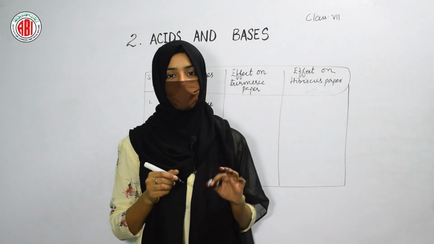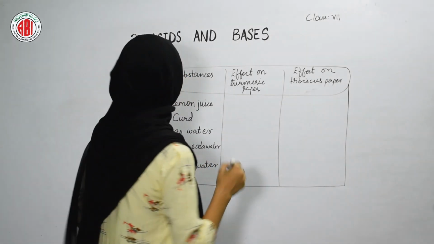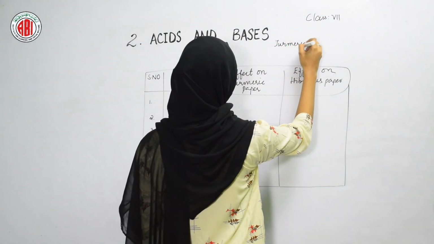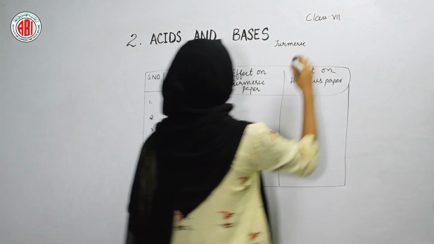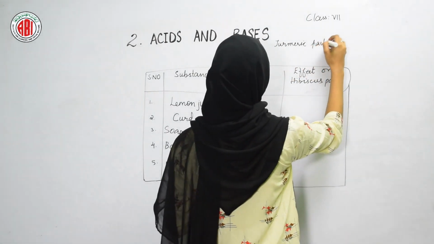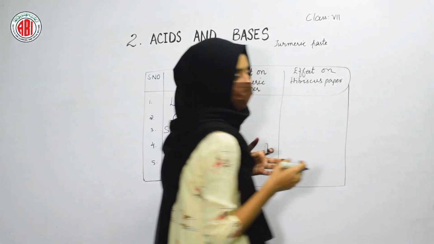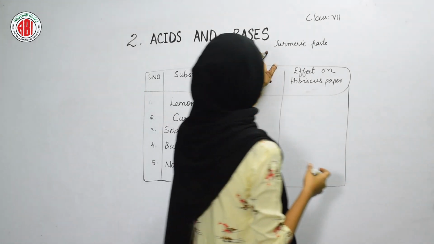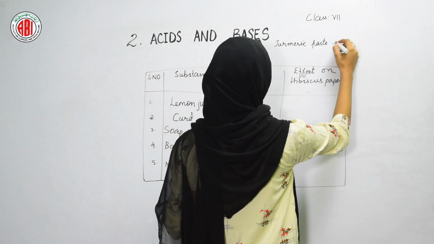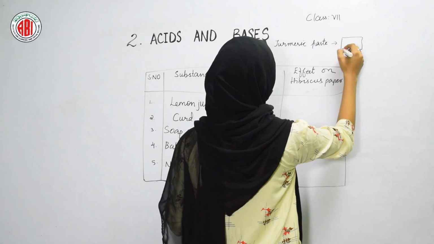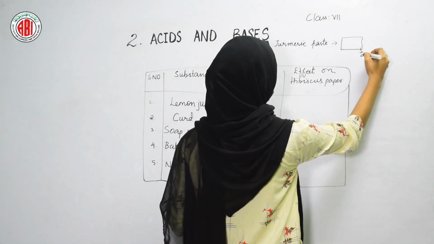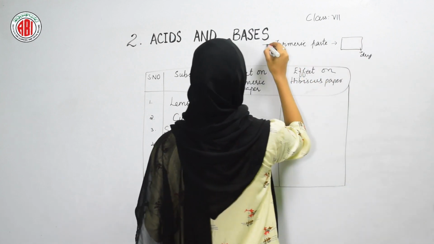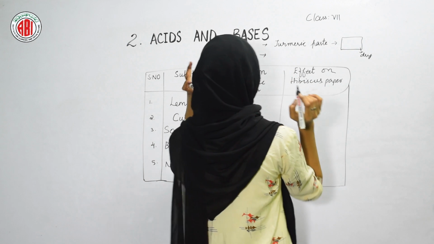Okay, let us see how we can prepare our own indicators. To prepare our own indicators, we need turmeric again, because it is a natural indicator. By taking the turmeric powder and putting some water into it, we can get a turmeric paste. Now rub that turmeric paste onto a paper, and that paper should be dried. After drying, we can use that paper as an indicator. So this is how we can make one indicator.